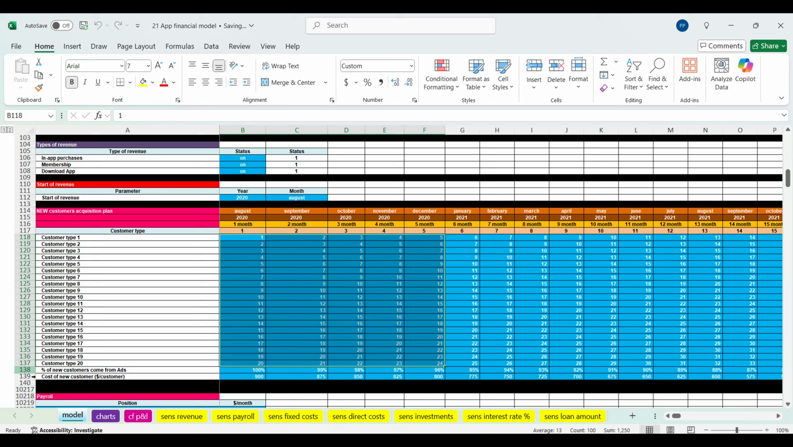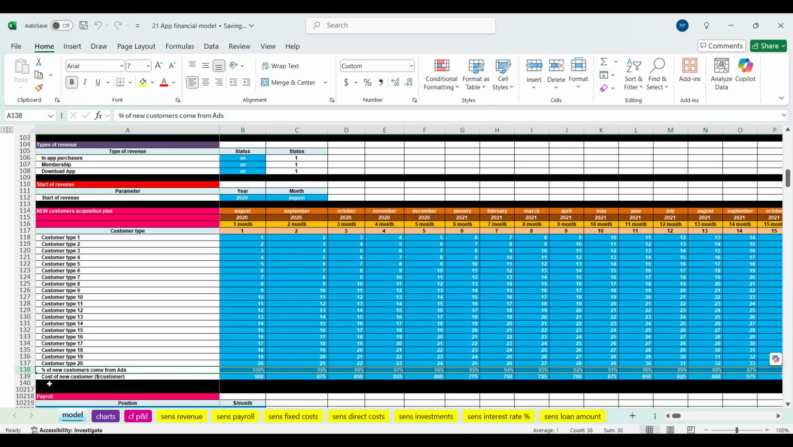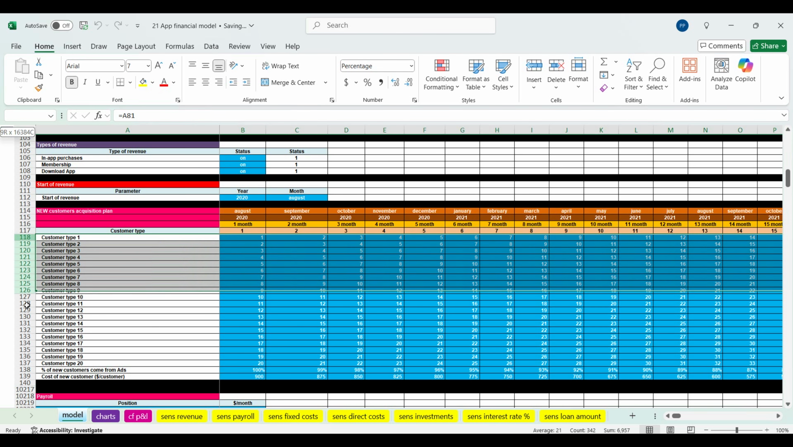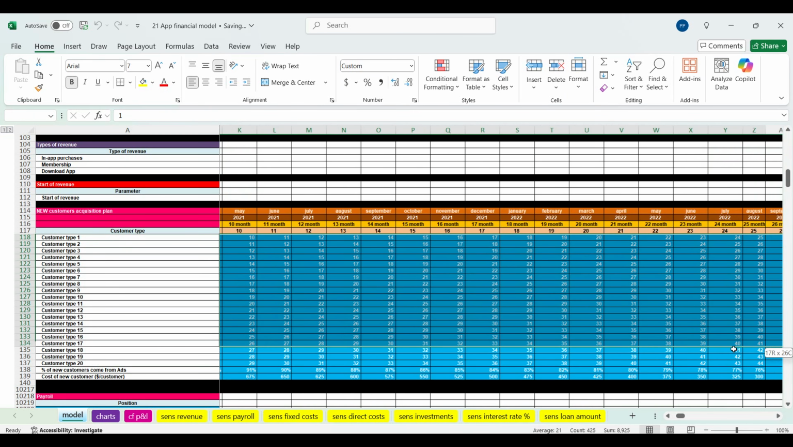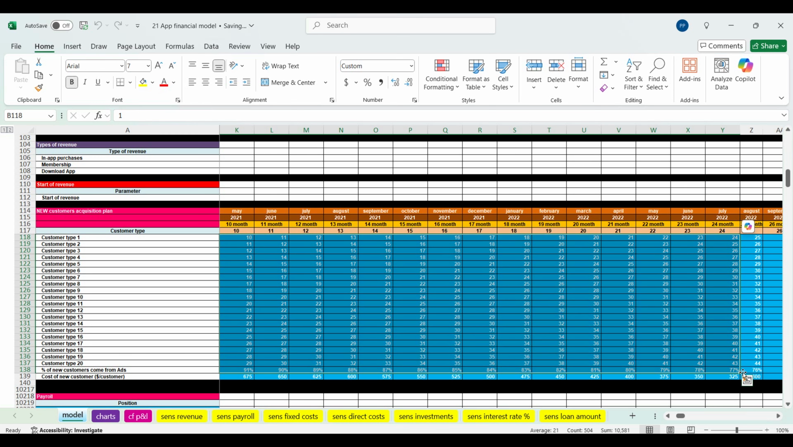And what we also have in this block of inputs, we're specifying the percentage of new customers that come from ads, because we will definitely have the cost of acquisition of one customer, and here we have 2 lines. So the first group of lines, here it is, describes how many new customers are getting inside our project, our app. This is the first block of inputs. Here it is.